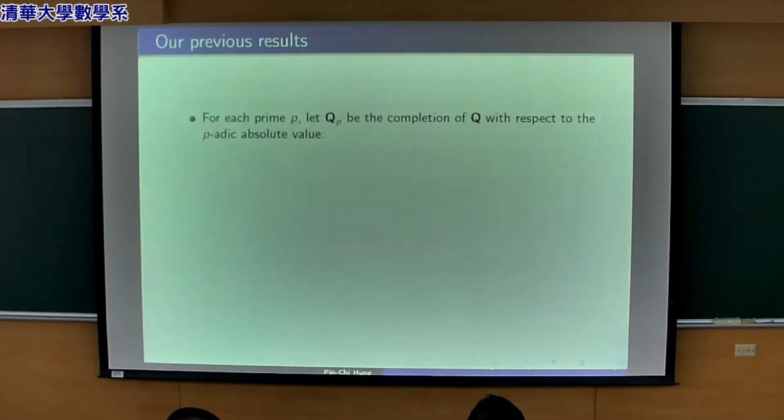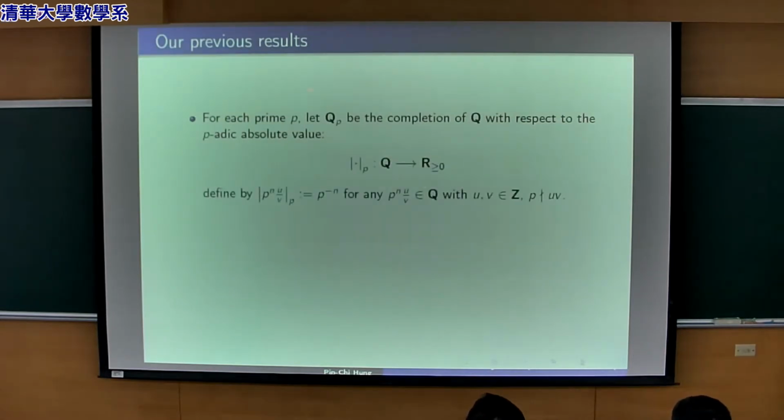So let me go to some rank one results. For any rational prime, you can do the completion. You have the usual absolute value. If you do the completion of the rationals with respect to the usual absolute value, you get the real numbers.